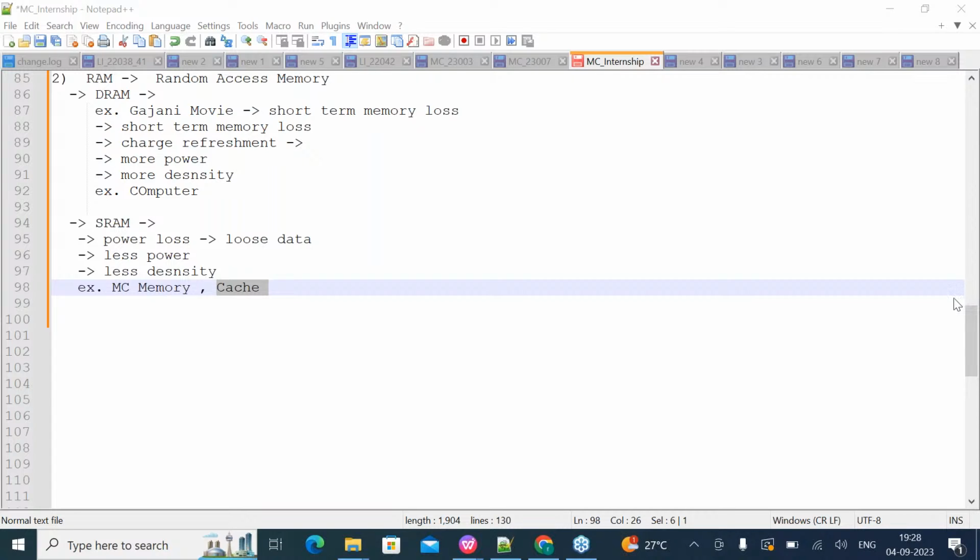OTP is one-time programmable, full form. PROM is programmable read-only memory. OTP is one-time programmable memory. Okay.